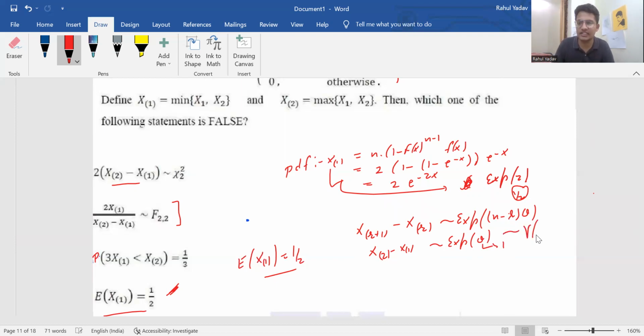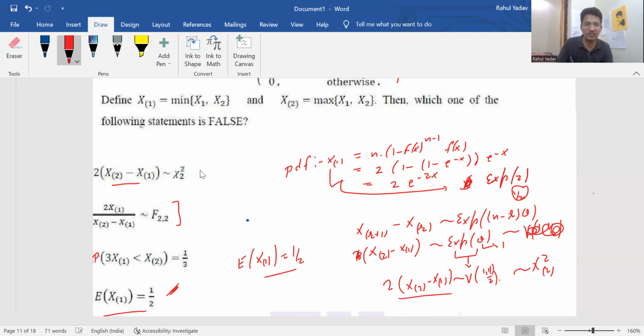And basically that is gamma 1 comma 1 by 2. Or if I multiply that by 2, then maybe we get this case. For x2 minus x1, the distribution will be gamma 1 comma 1, because that is this one. And if I multiply this by 2, it converts to gamma 1 comma 1 by 2. You remember there is a relation between chi-square and gamma, so this will be chi-square with 2 degrees of freedom. So easy, option A is also correct.